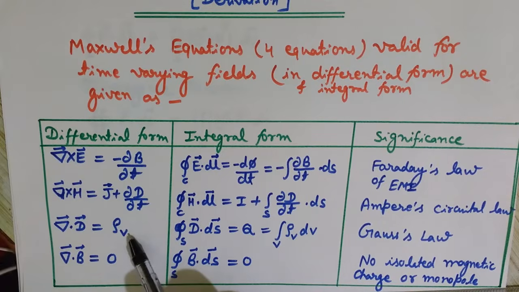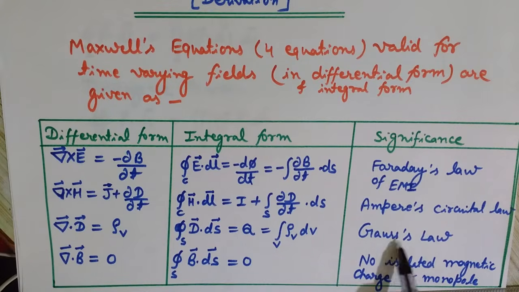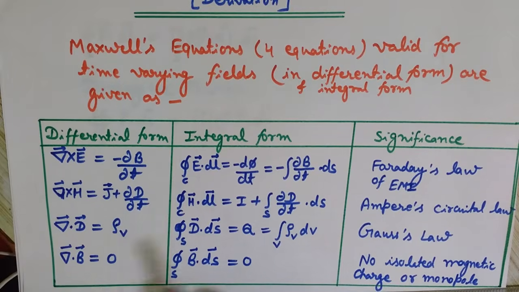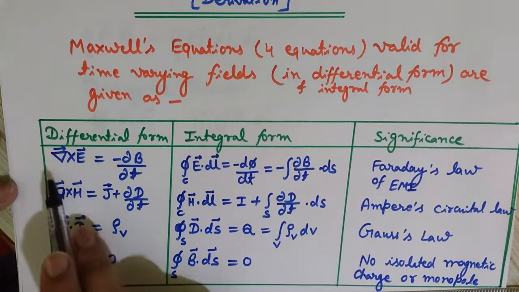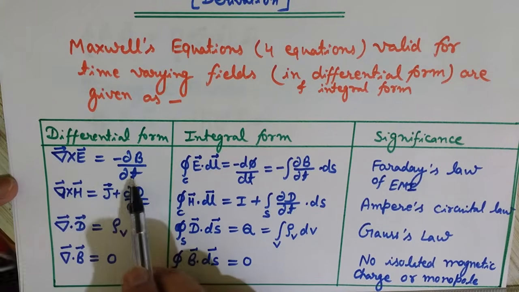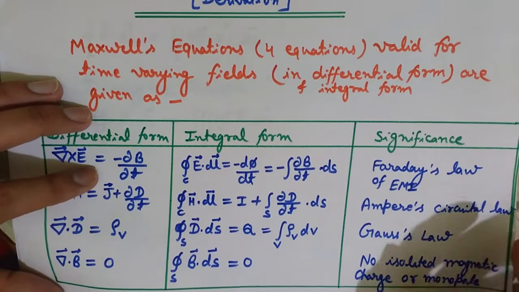Divergence of D is equal to rho V, and divergence of B equals 0. So divergence of D equals rho V is based on the Gauss law, and divergence of B equals 0 is based on the fact that no isolated magnetic charge or monopole exists. I will explain what this means because we will see all of them one by one. So don't worry. Let's start with the first Maxwell's equation, curl of E equals minus of del B by del T. Let's see its proof.